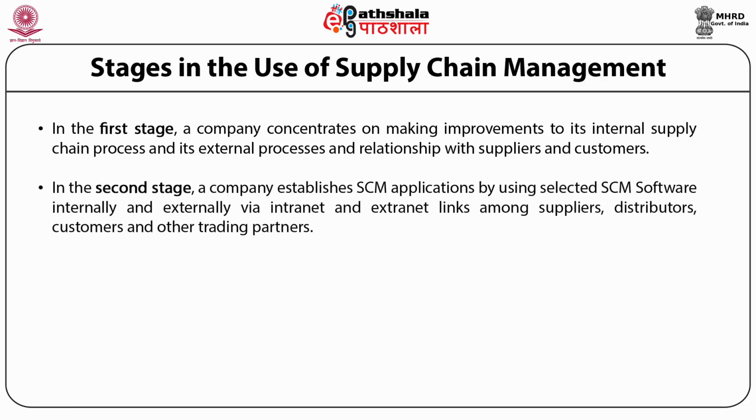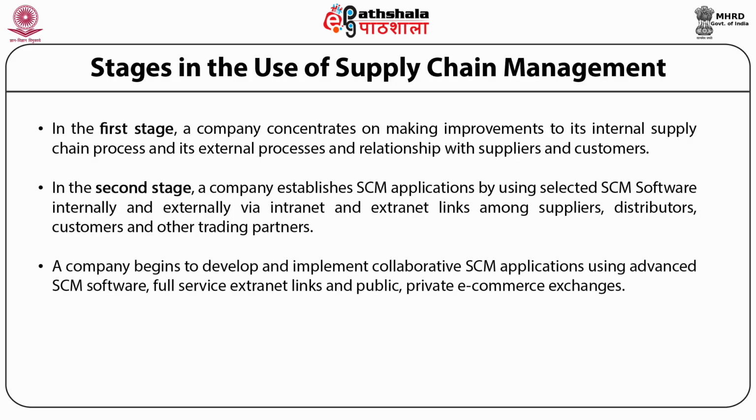In the second stage, a company establishes supply chain management applications by using selected SCM software internally and externally via intranet and extranet links among suppliers, distributors, customers, and other trading partners. Companies concentrate on expanding the business network of web-enabled supply chain management capable trading partners to increase operational efficiency and effectiveness in meeting their strategic business objectives.